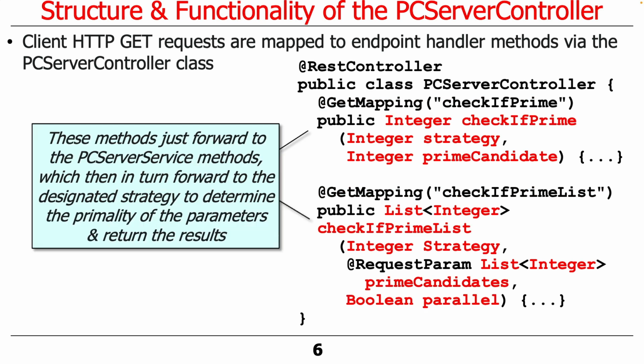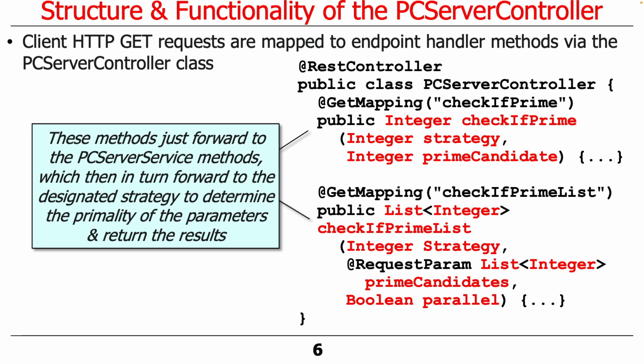So here you can see that we take a strategy and in this case, an integer. Down here you can see we take a strategy and a list of integers and also a flag that indicates whether we want this computation to run in parallel or not. And all these methods do is they just forward on to the strategy. As a general rule of thumb, keep your controller methods as simple as possible. Just forward them, whatever minor tweaks you need to make to get them into the right native format. That's about all you want to do there.